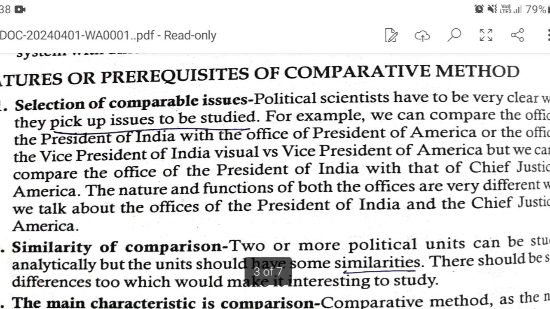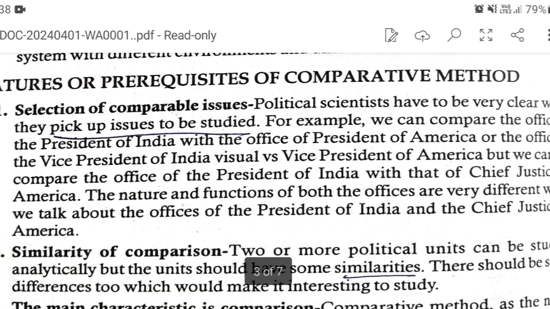Features or prerequisites of comparative method. So these are the basic things or basic prerequisites which are required for comparative method. First one is a selection of a comparable issue. जिस इशू को कंपेयर करना है वो इशू को पहले सिलेक्ट करना है.